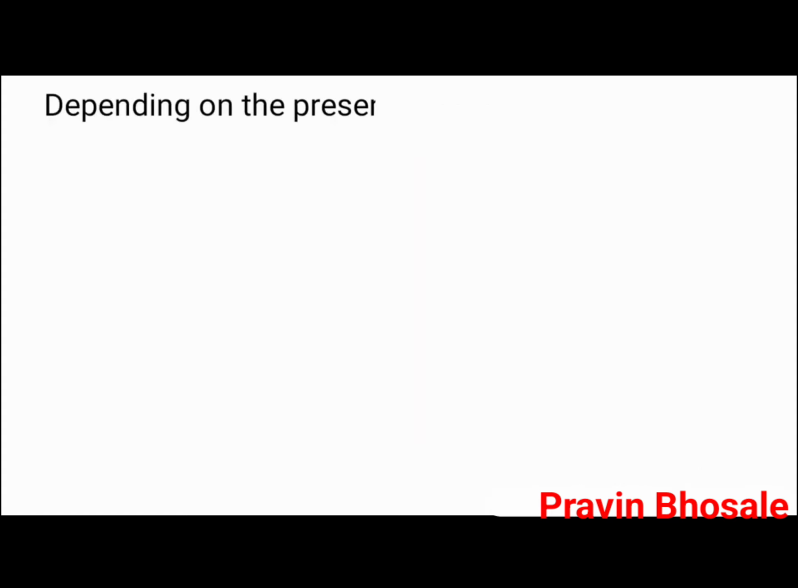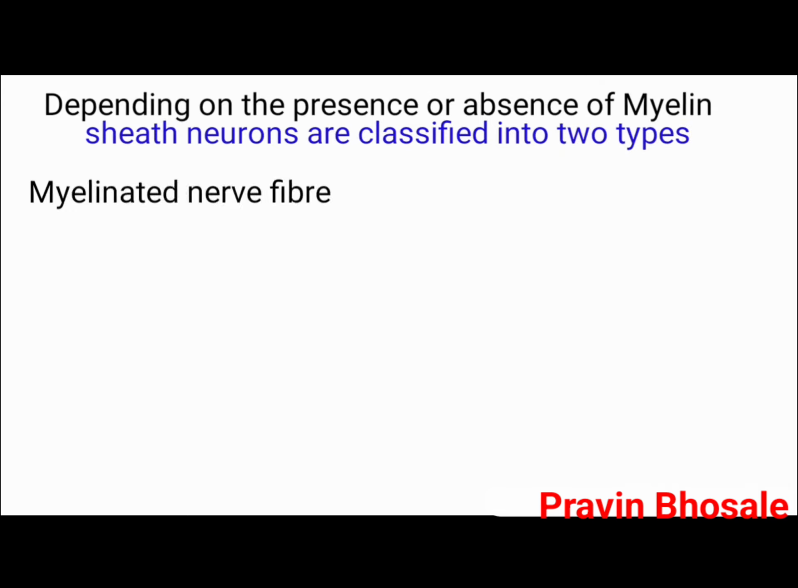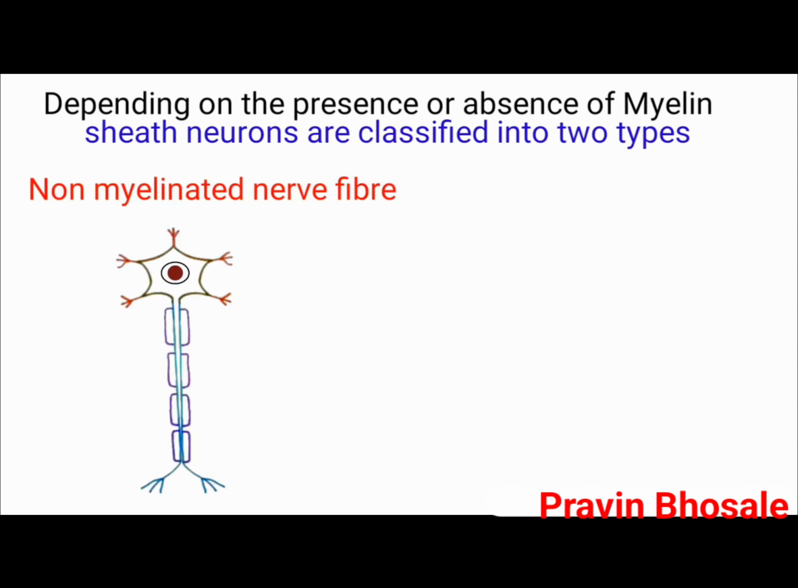Depending on the presence or absence of myelin sheath, neurons are classified into two types: myelinated nerve fiber and non-myelinated nerve fiber. Myelinated nerve fibers have an insulating fatty layer called myelin sheath around the axon. This makes the fiber appear white in color. Non-myelinated nerve fibers lack myelin sheath. The fibers are gray in color due to absence of myelin sheath.